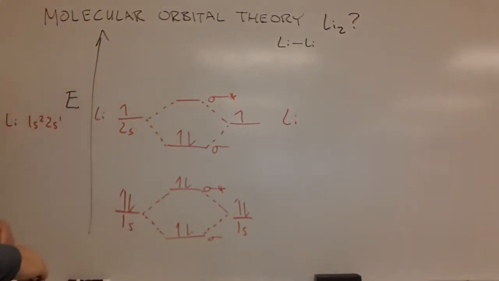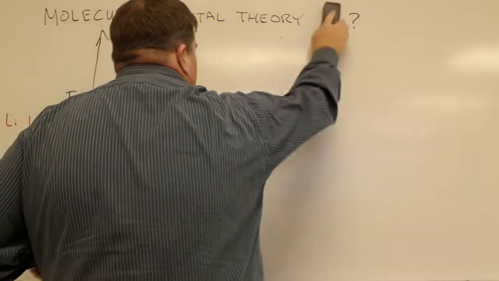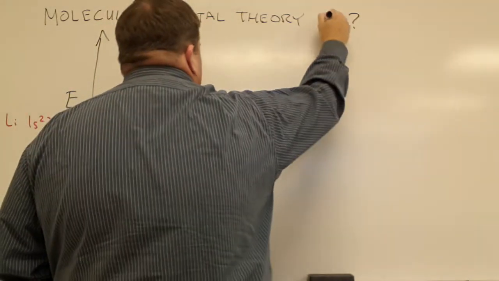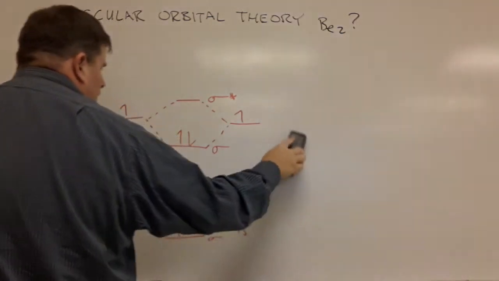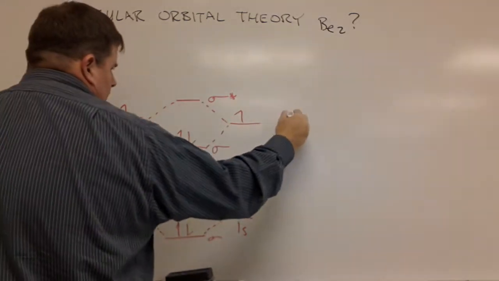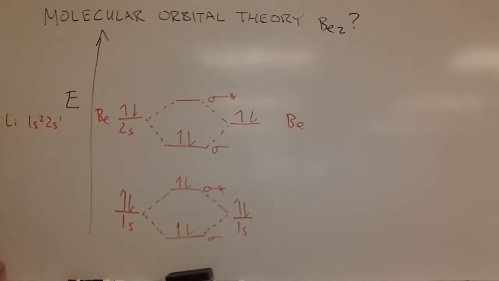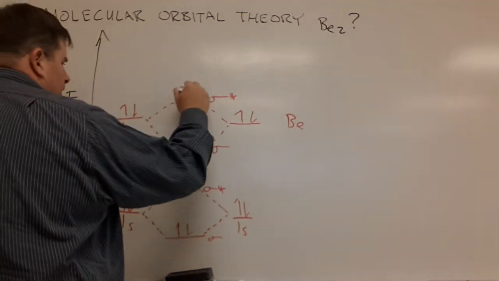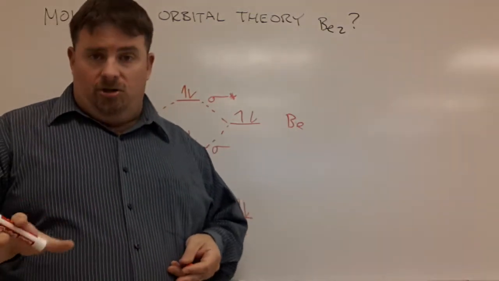Okay? But what about Be2? Let's look at Be2. Now for Be2, I get a little bit crazy. Well, not really that crazy. I just add an extra electron there. Now, is this going to exist? If you said no, good, go out and get yourself a cookie. Why? Because we've got the same number of antibonding electrons that we do bonding electrons. So this isn't going to work.